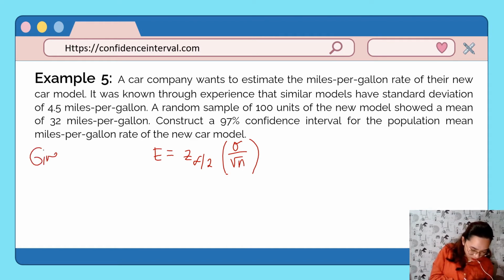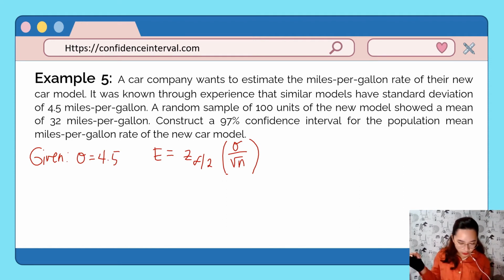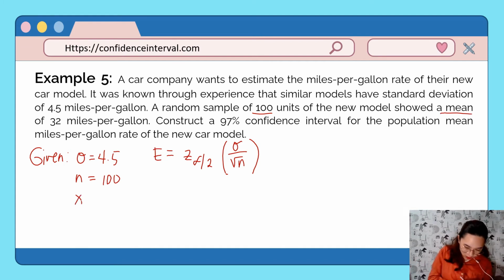So again, identifying the given, importante po yan. Ang ating population standard deviation is of course 4.5 miles per gallon. Ang ating sample size is 100. Itong 100 sample natin, ang mean niya daw po is 32 miles per gallon. So, ang level of confidence natin is 97%.